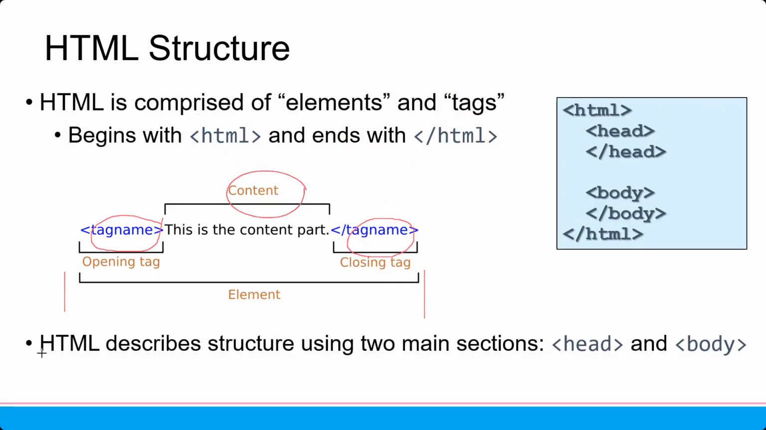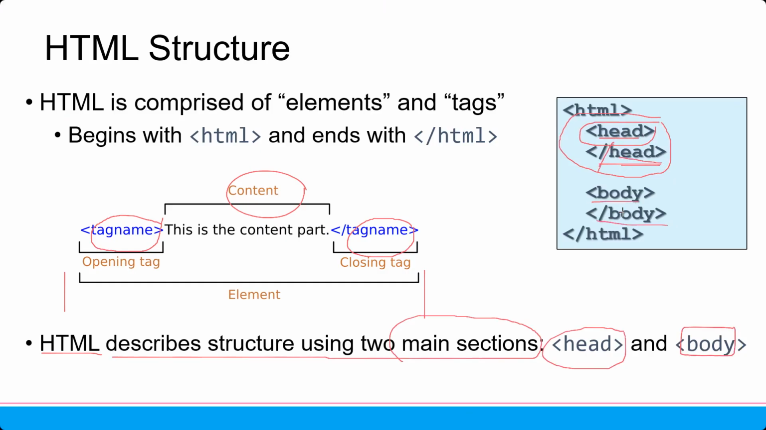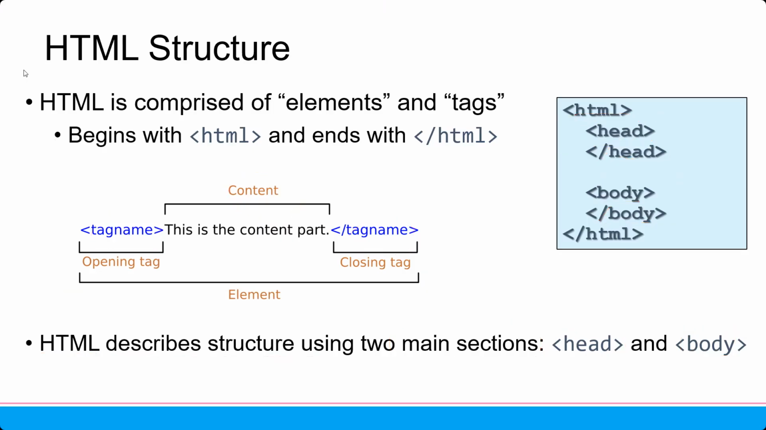So HTML describes the structure using two main sections. We have head and we have body. So head, you can see here, begins with head and ends with backslash head, and then body, and then backslash body. Okay. Now let's go deeper into code.